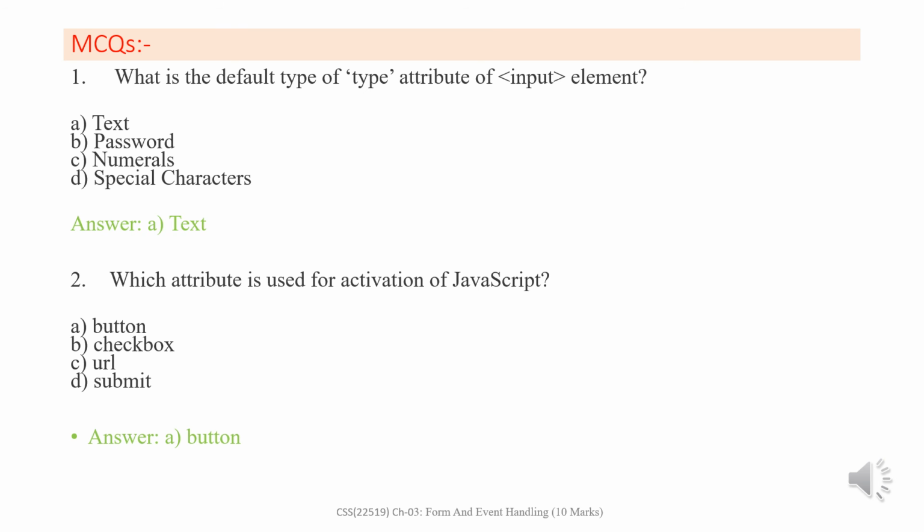What is the default type of the type attribute of an input element? The options are text, password, numerals, special characters, and the answer is A, text. Now the second MCQ is which attribute is used for activation of a JavaScript? The options are button, checkbox, URL, submit, and the answer is button.